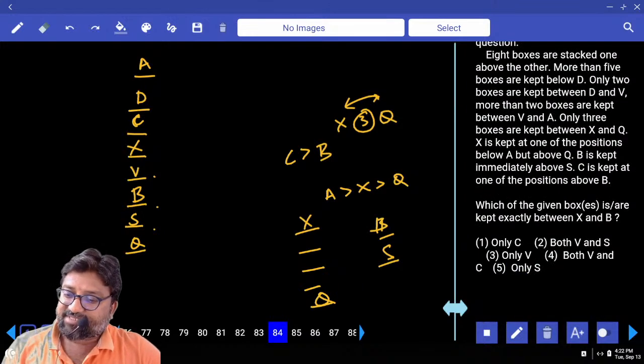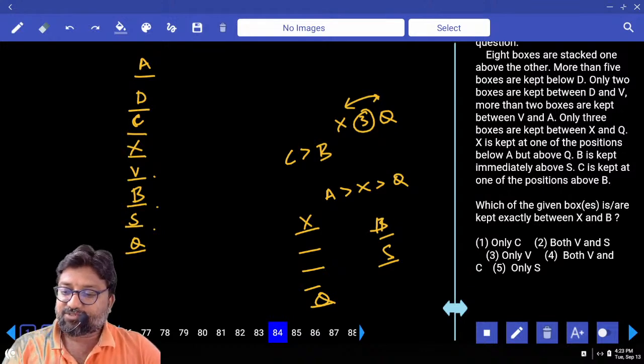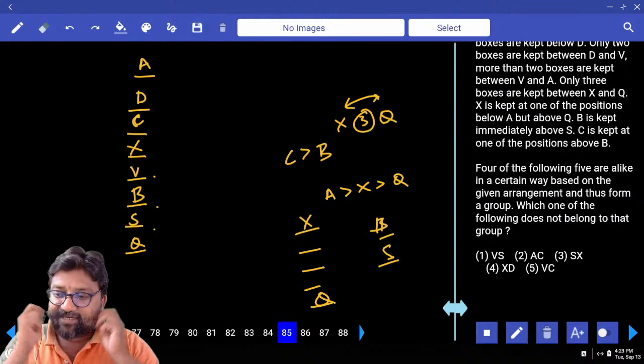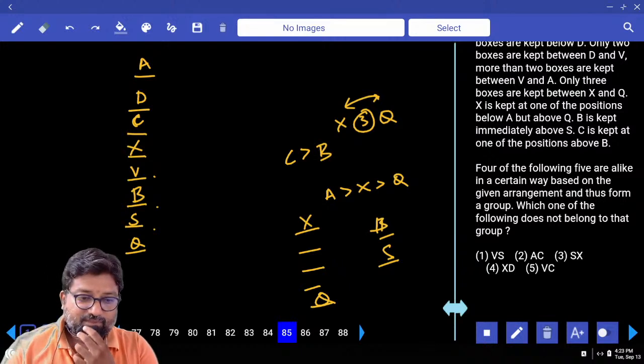Each of the given boxes is kept between X and B. What are the boxes between X and B? Only one box. Which of the following 5 are alike in a certain way based on the given arrangement and thus form a group? Which one does not belong to the group?